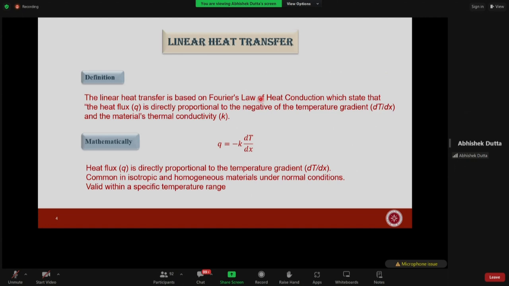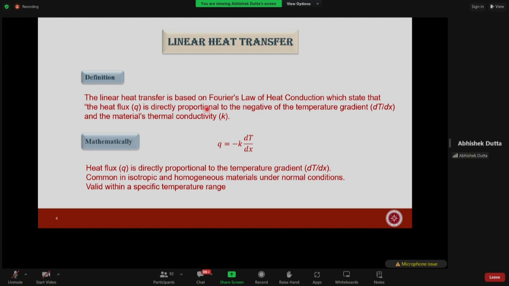So the linear heat transfer is based on, again, Fourier, as I just mentioned a few seconds ago, Fourier's law of heat conduction, which states that the heat flux, in this case Q, is directly proportional to the negative of the temperature gradient. The temperature gradient can be expressed as dT over dx. If it is in one dimension; if it is in multiple dimensions, just add y, z, and so on. When we bring it into an equation format, you already know by now that the proportionality constant is K, which is the thermal conductivity of the material we are talking about, where we are seeing the conduction.